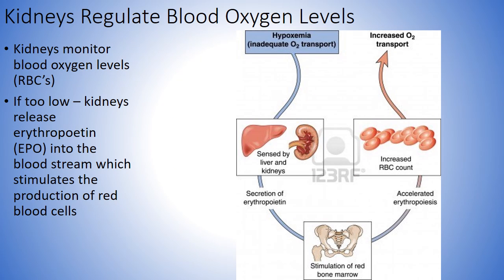Kidneys also regulate blood oxygen levels. Hypoxemia. Essentially what happens here is our body is not supplied with enough oxygen. And that could be for a variety of reasons. Maybe a hemoglobin issue, maybe a red blood cell issue. Well, our kidneys will monitor the amount of oxygen that's transported inside of our body. And when there is a low level of O2, our kidneys will send a signal to the bone marrow using this hormone here called erythropoietin, or EPO.